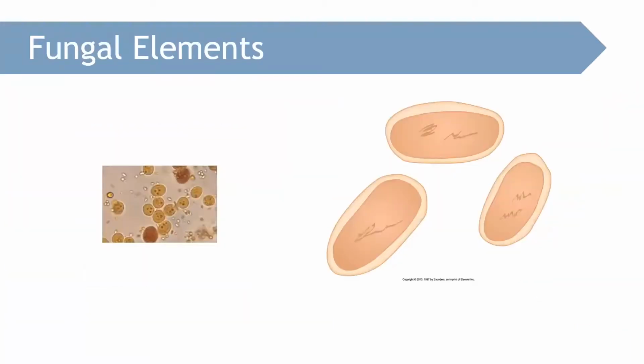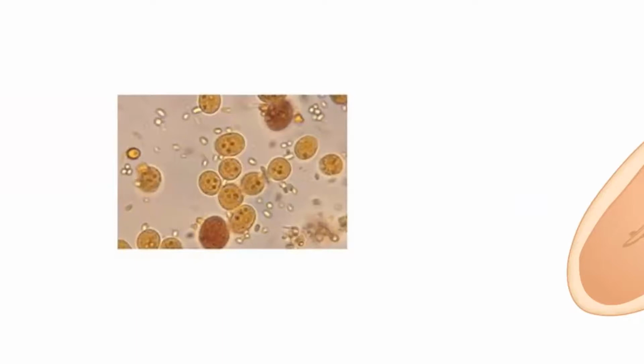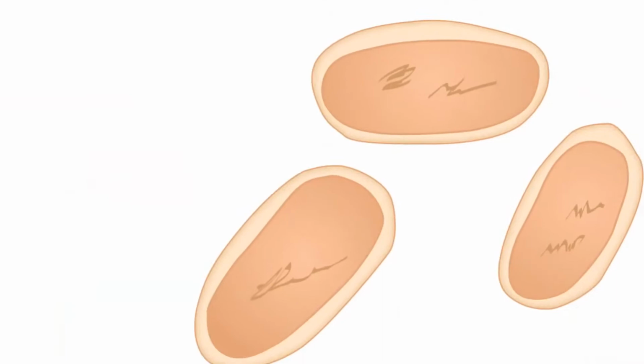Fungal elements like this one may resemble a protozoan cyst. It looks like this, the cystic stage of Endolimax nana, oblong like this too, but they are different.